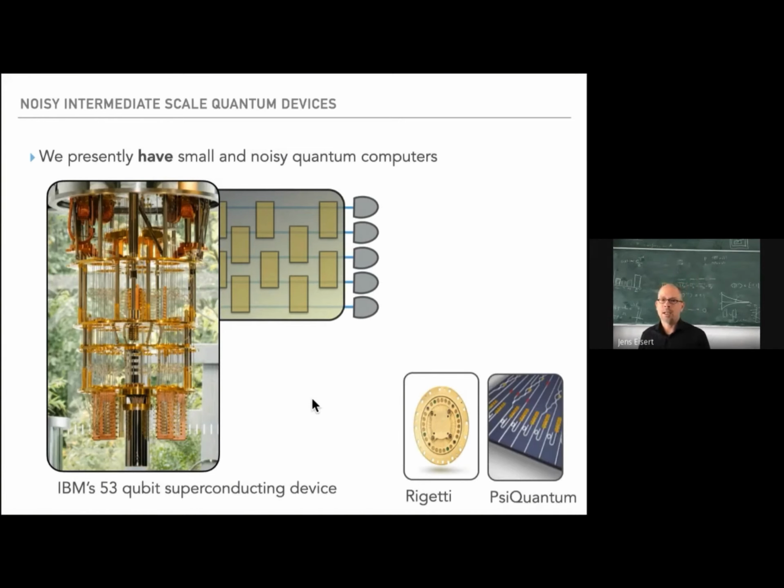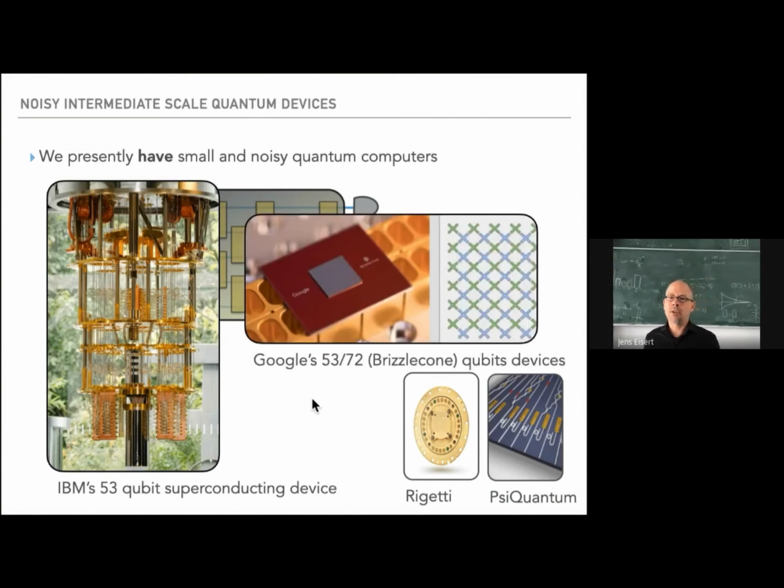There's, of course, the IBM 53-qubit superconducting device. There's work done by Rigetti along similar lines. We know of Google's 53 or 52, one qubit is broken, or 72-qubit Bristlecone devices. This actually was fun, if I may say so.